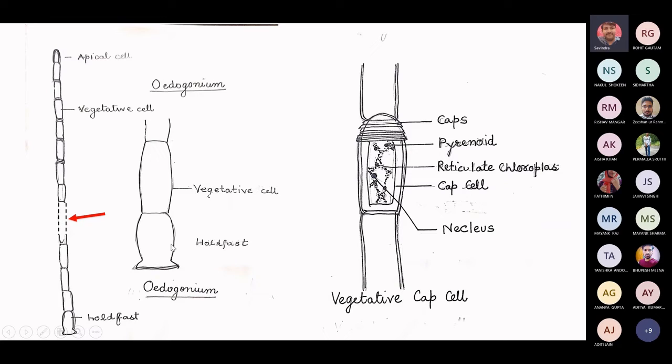Okay, in the same way you can also make the apical cell. Earlier we did not have any photograph of an apical cell, but right now we have. So you can also draw first a single filament of Oedogonium, holdfast of Oedogonium, apical portion of Oedogonium, and an intercalary vegetative cap cell. Okay, so these will be the four diagrams you have to draw till now. From the discussion so far, you now have three to four diagrams.